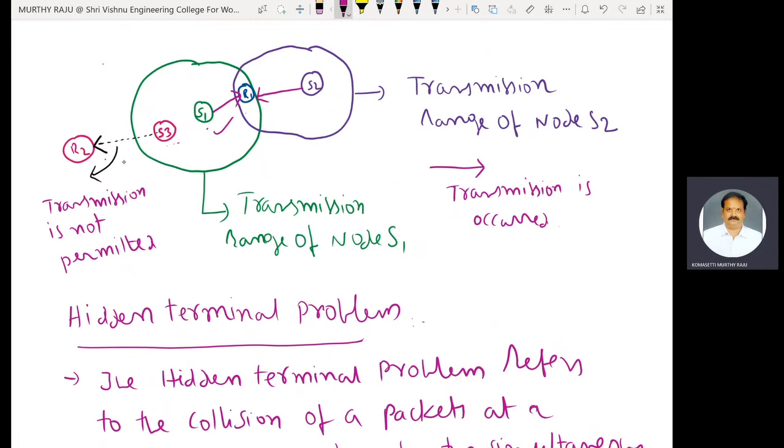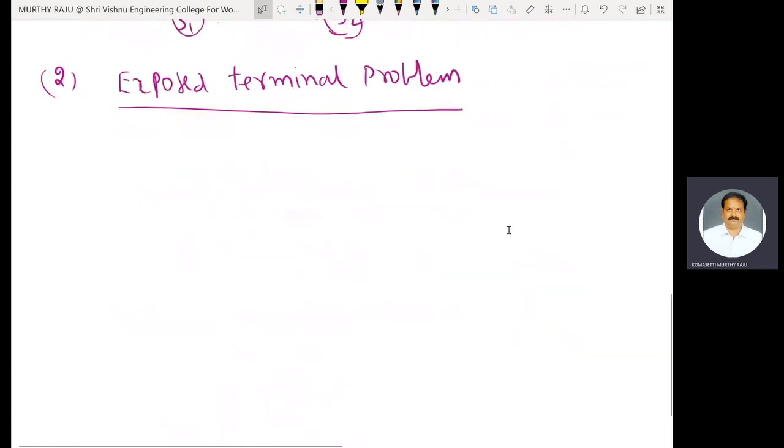Even if S3 sends information to R2, collisions do not take place, but S3 does not send any information to R2 because S3 thinks some ongoing transmission takes place between S1 and R1. S3 is ready to send the information to R2, but does not send because of the ongoing neighbor node transmission from S1 to R1. That is the exposed terminal problem.